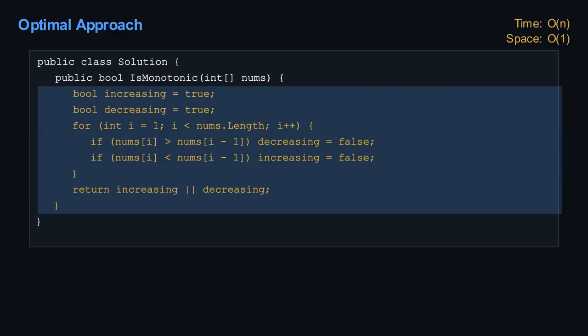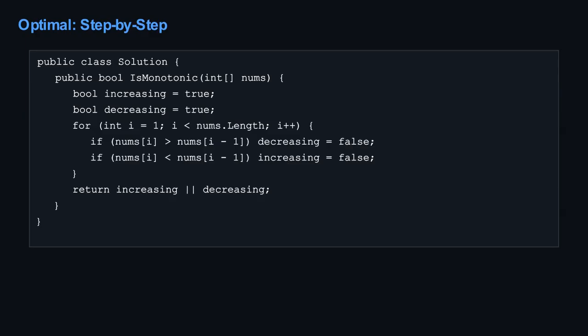This approach is much faster because we only go through the list once. We do a constant number of operations for each number, making it very efficient. Let's trace this optimal algorithm with our example input list, 1, 2, 2, 3. Our list nums contains the values 1, 2, 2, 3. We start by declaring our two Boolean variables. Increasing is initially true and decreasing is initially true.